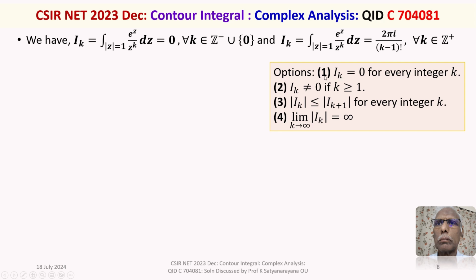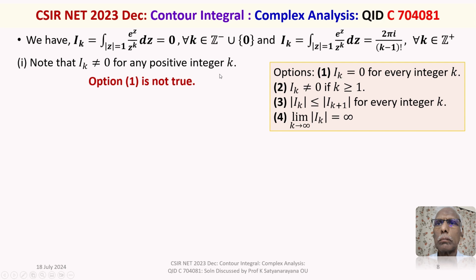So option 1: Ik is 0 for every integer k. Ik is 0 only for k belongs to Z minus union 0. So for k belongs to Z plus, it gives 2 pi i by (k minus 1) factorial, which is not equal to 0. Thus, Ik is 0 for every integer k is false. Note that Ik is not 0 for any positive integer k. For any positive integer k, it will give you 2 pi i by (k minus 1) factorial, which is not equal to 0. So thus, option 1 is not true.